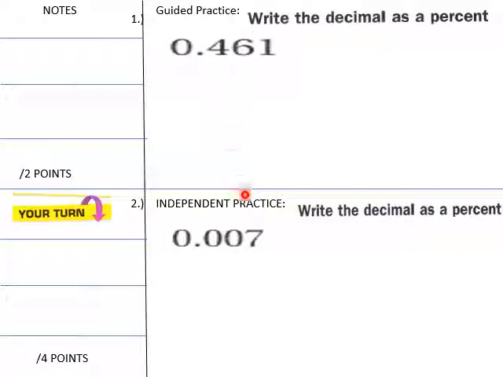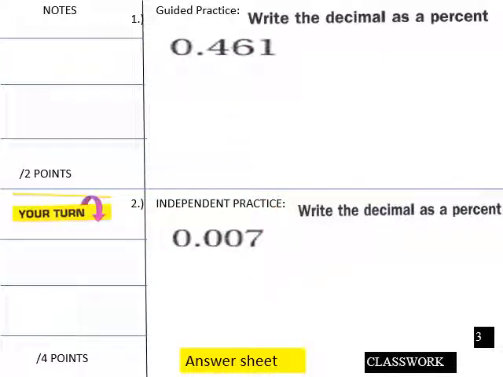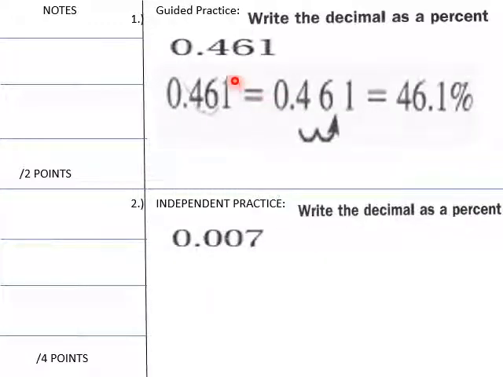Okay, write the decimal as a percent. Same thing for you students here. So how do we write that as a percent? For 0.461, move it to the right twice, and we get 46.1%. Students, this is yours.